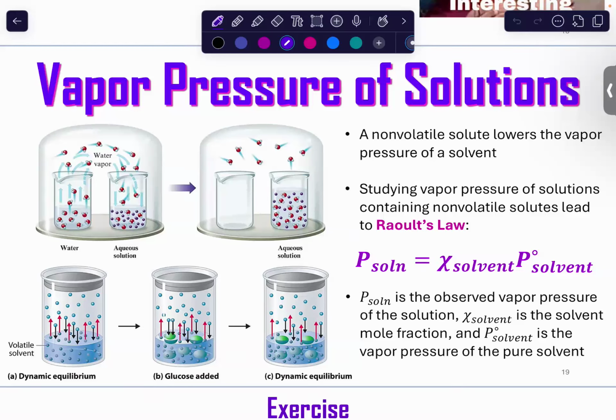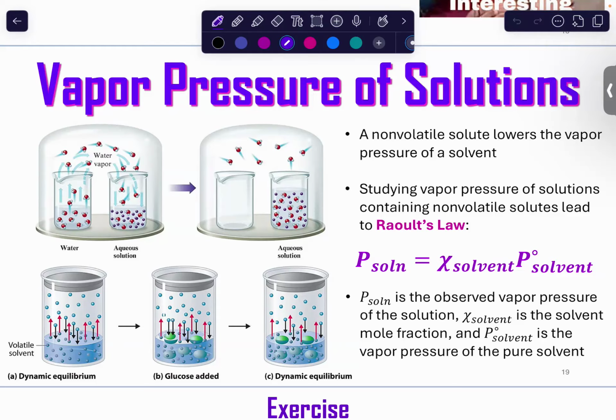Again, I'm going to have issues with words that sound very similar. So again, vapor pressure is the pressure of the gas above the solution or the solvent. So how many of those molecules are in gas phase? And what did we say volatile was? Not explosive. Volatile solvents and solutions have a very high vapor pressure in standard conditions.